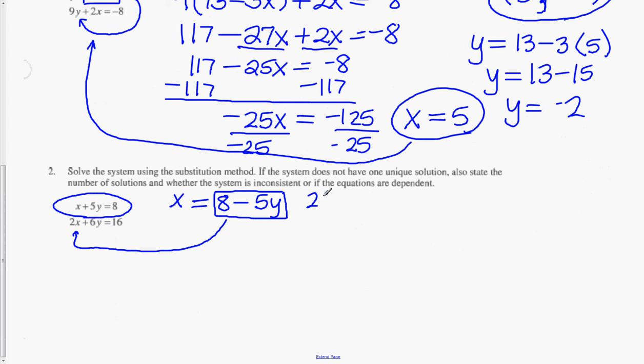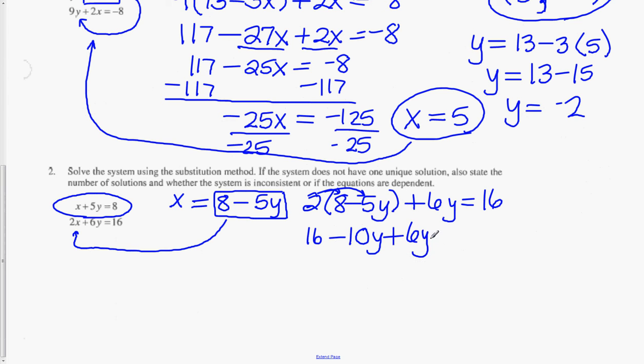So I'm going to write 2, and we're going to replace that x with 8 minus 5y, still has the 2 in front of it, plus 6y equals 16. So now let's clear our parentheses. We're going to get 16 minus 10y plus 6y equals 16. So now I can combine like terms. 16, I've got a minus 10 and a plus 6. That's going to give me a negative 4y equals 16.